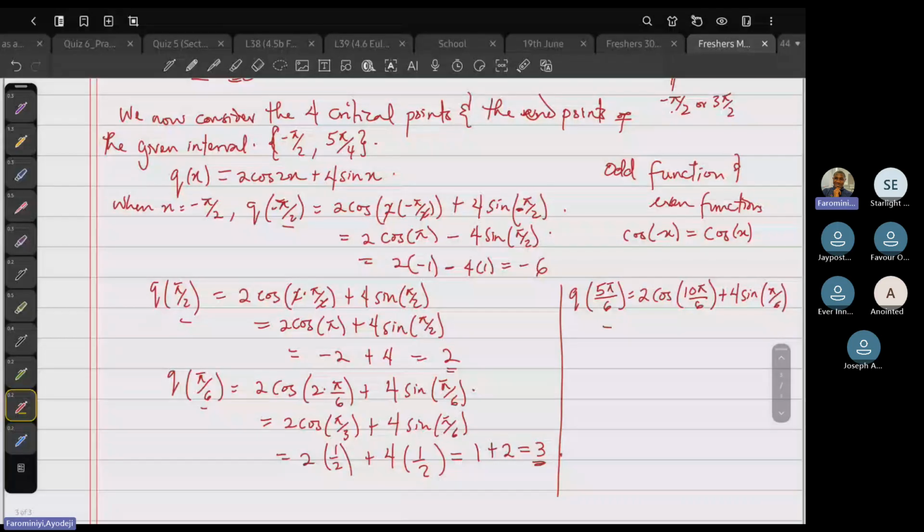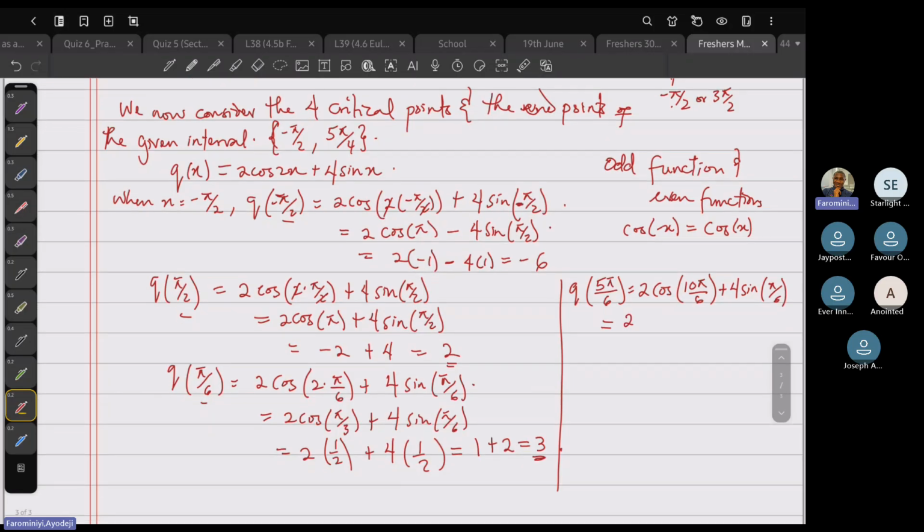So this is equal to 2 times cosine of 300. Pi over 6 is 30, right? And pi over 6 times 10 is 30 times 10, which is 300. And cos 300 is the same thing as cos 60, which is pi over 3. So 2 cosine of pi over 3 plus 4 sine pi over 6.